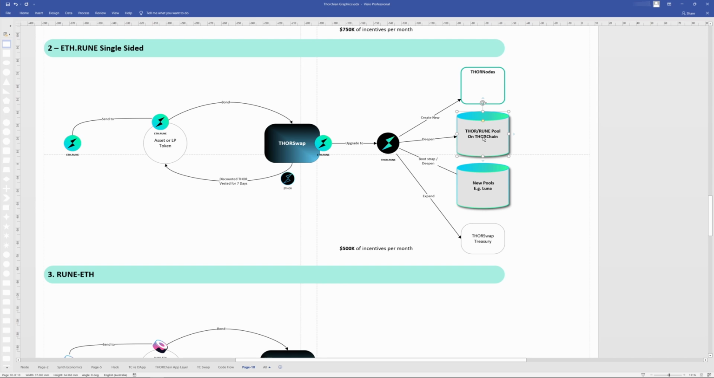They can also use that to bootstrap or deepen new pools, even though THORChain Treasury will usually do that, but they can assist in that process, or they can use that to expand their treasury. There are $500,000 of incentives per month going into this that would then reduce the ERC20 rune supply and convert that into native rune.